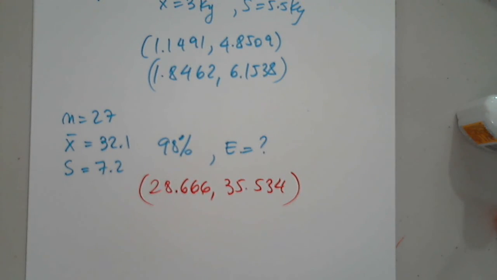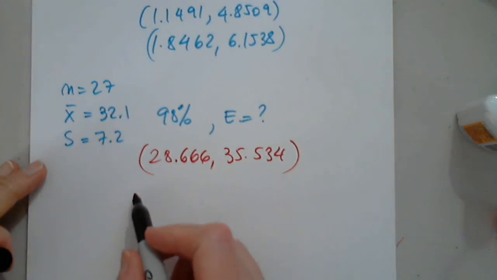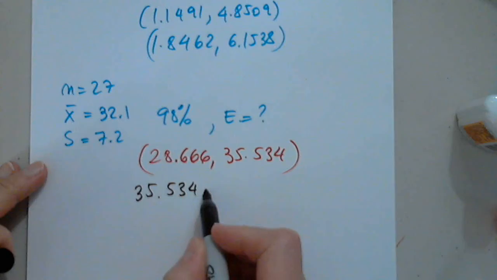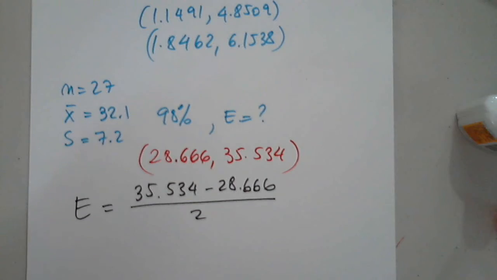Round to one decimal place. 35.5. Good. What is the margin of error? Who would like to give us the margin of error, or at least tell us how to determine it first? How do I determine the margin of error? Do the upper bound minus lower bound divided by 2. That's it. Let's do it like that. So 35.534 minus 28.666 divided by 2. That would be the margin of error.